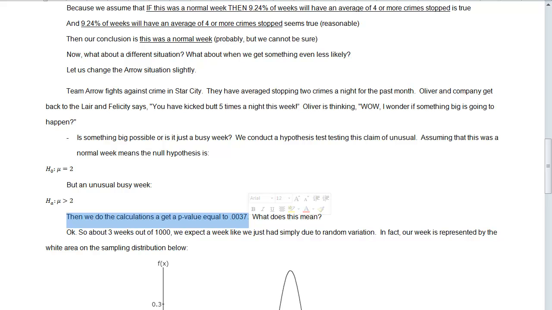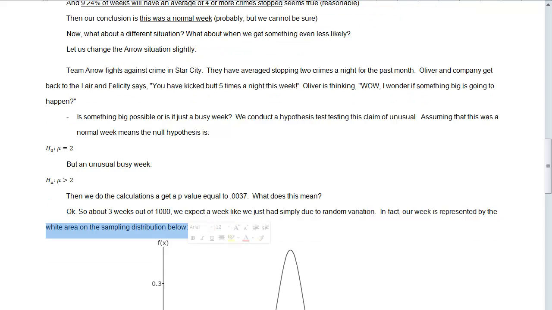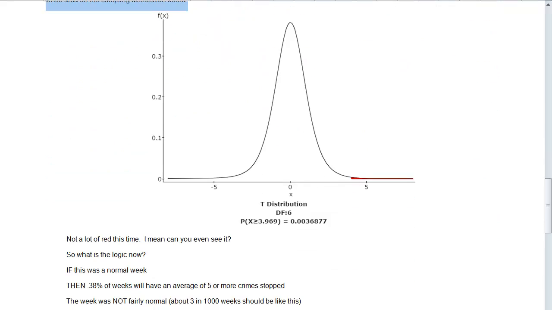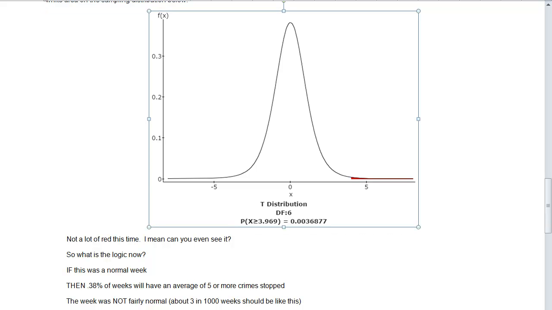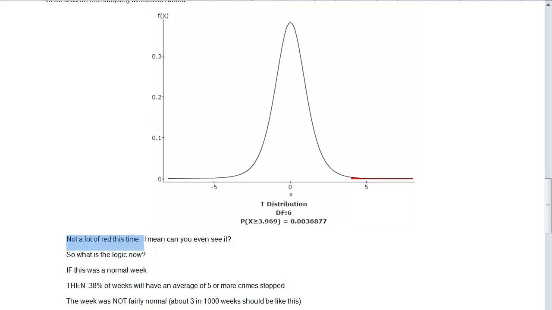Now, this is a whole lot smaller than before, but what does it mean? Okay, so about 3 weeks out of 1,000, we expect a week like we just had simply due to random variation. In fact, our week is represented by the red area on the sampling distribution below. Look, it's that little teeny sliver right there. Not a lot of red this time. I mean, can you even see it on the screen right there, that little sliver?